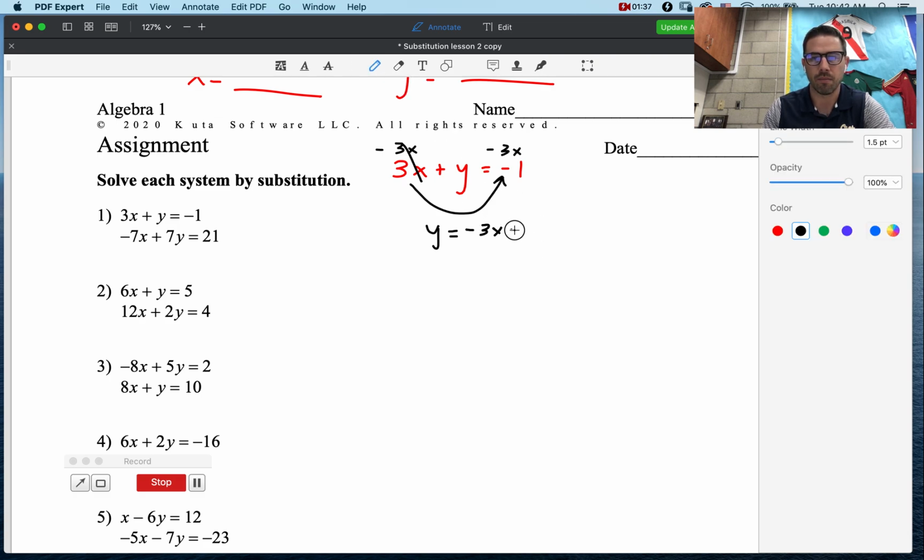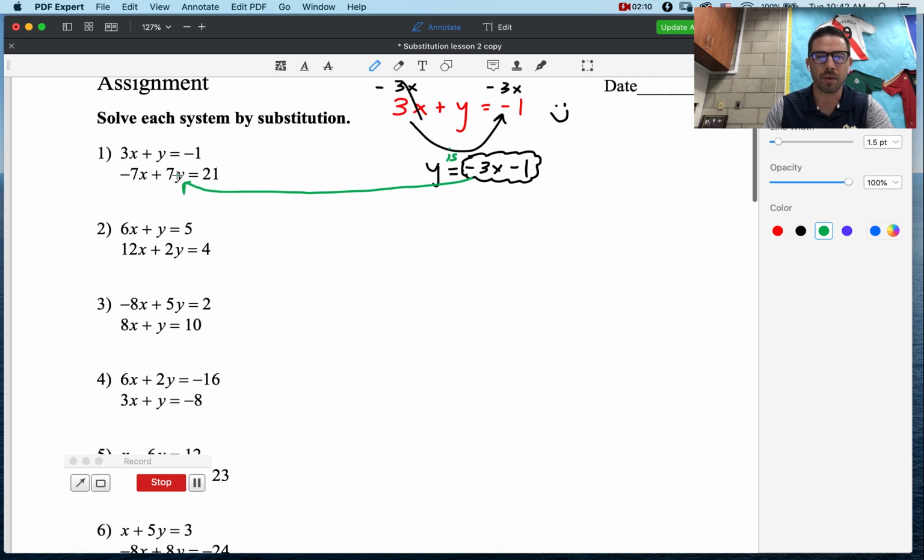-3x minus 1. And that makes me happy because now I have something I can substitute because it says y is this, right? Y is this. Now, since we were working with that top problem, we can't substitute that into the top problem. We have to take this and substitute it into the bottom problem for y because it says y is this. So we're going to put this into the bottom equation.